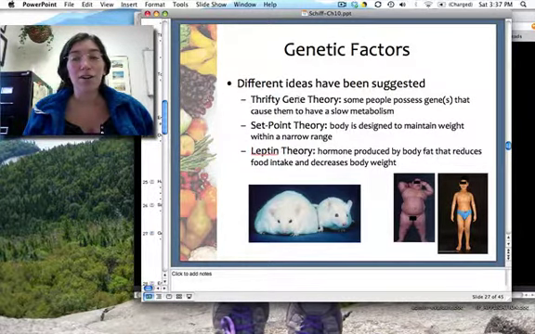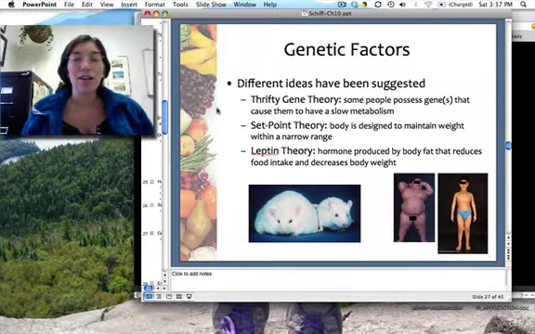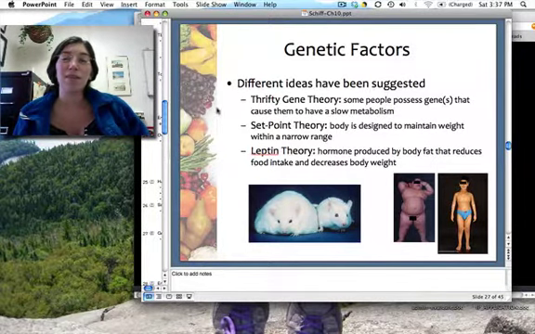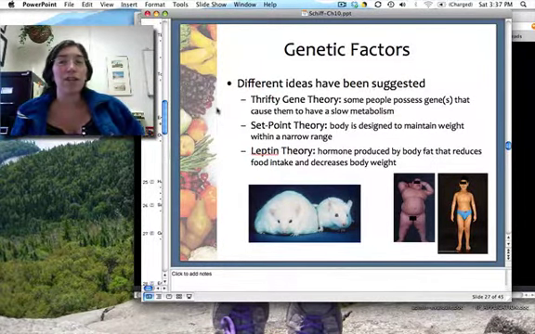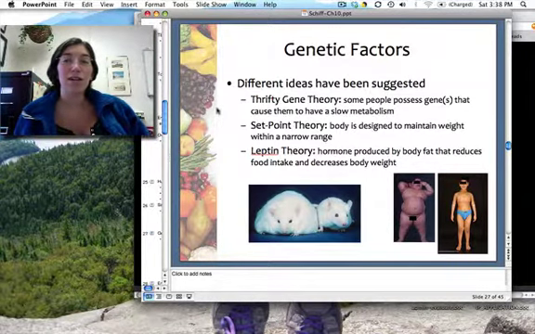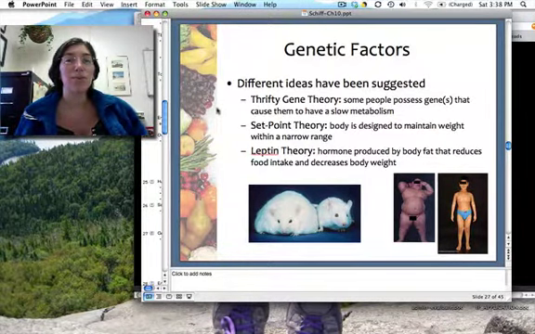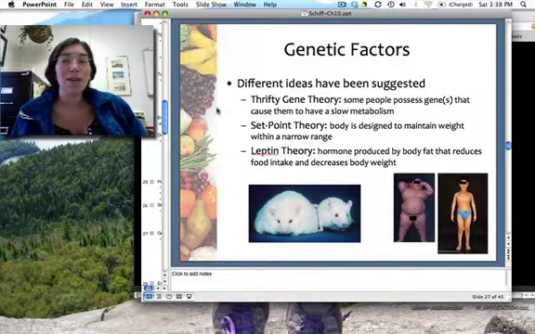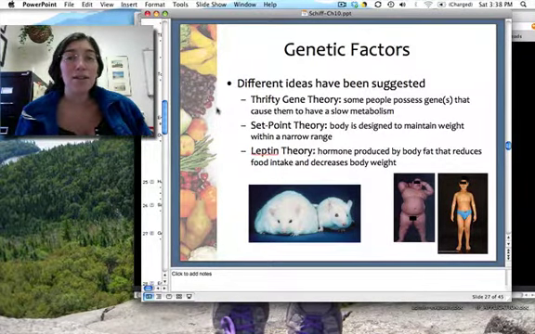Another theory, let's go up here to the thrifty gene theory. Another theory about overweight and obesity, why some people seem to be more prone or inclined to become obese, is that evolutionarily, if you think back to the early days of humankind, we were hunter-gatherers. We had to hunt for our food. We had to run after it, or we had to gather it in the woods. And sometimes food was abundant, and sometimes food was scarce.